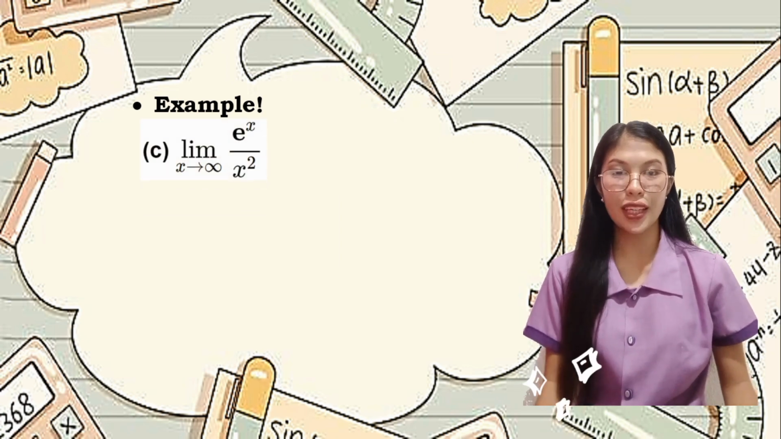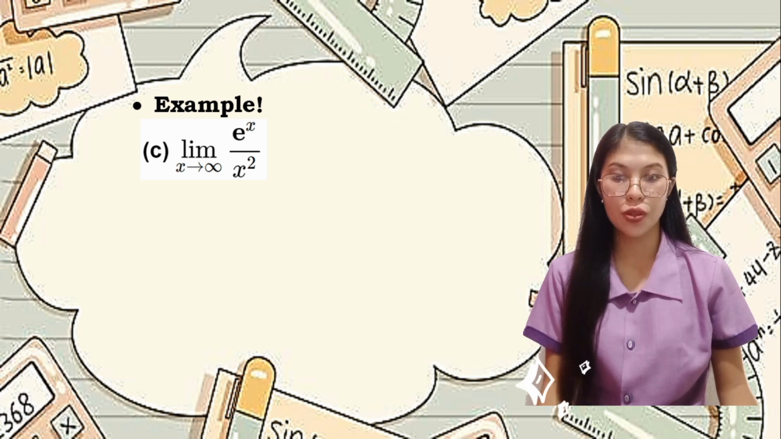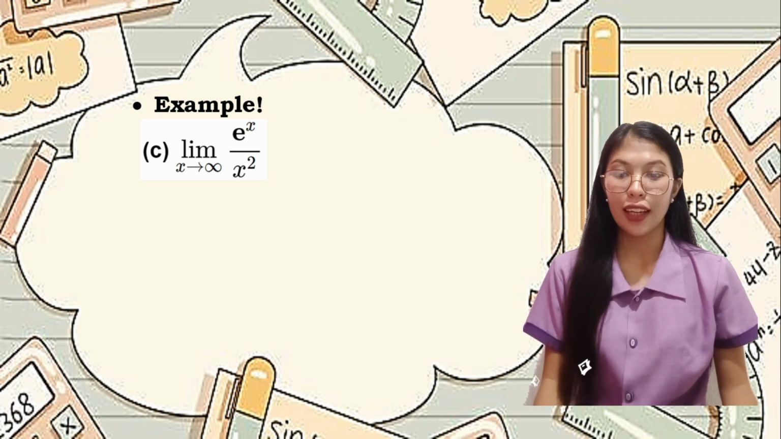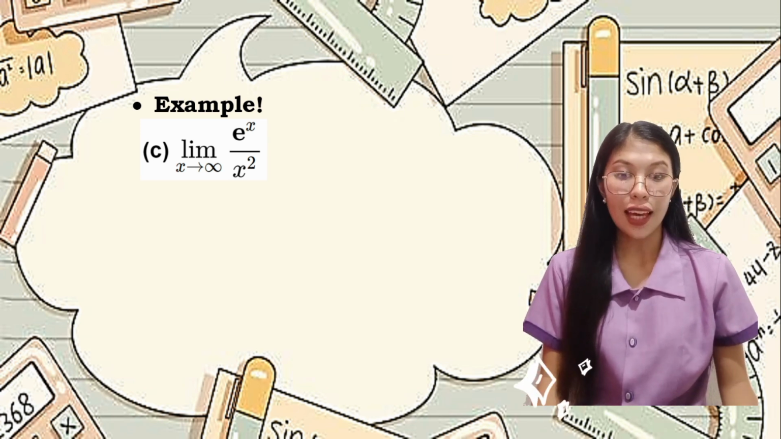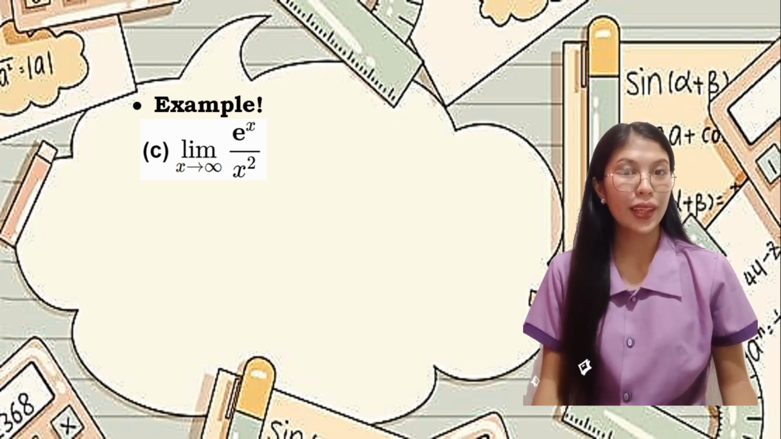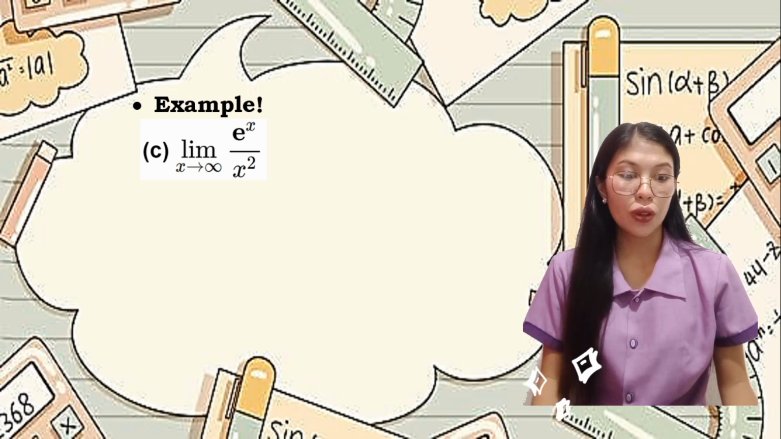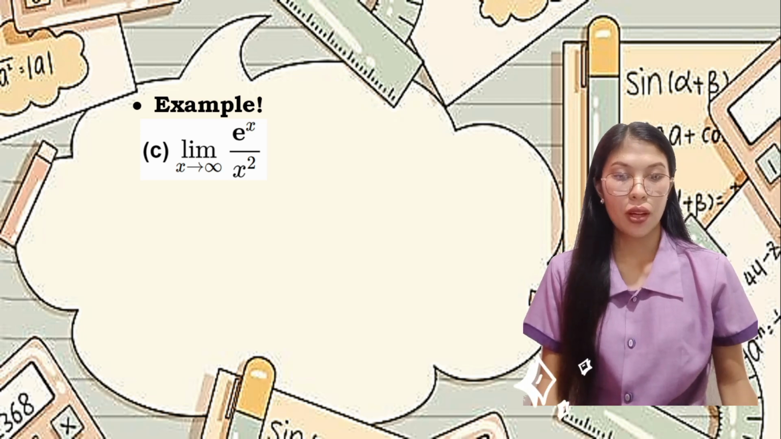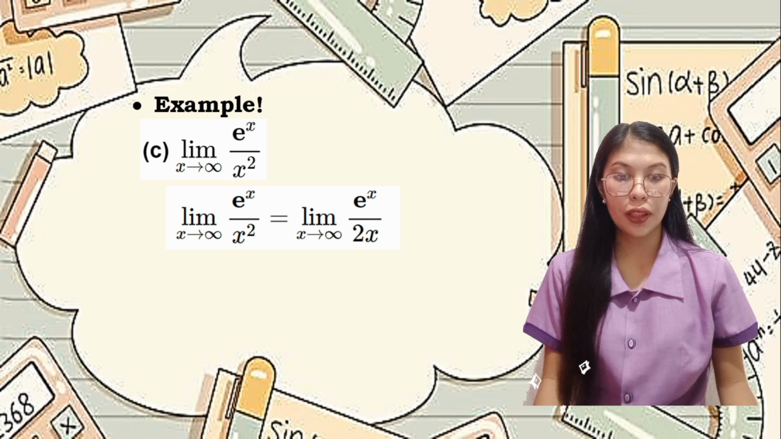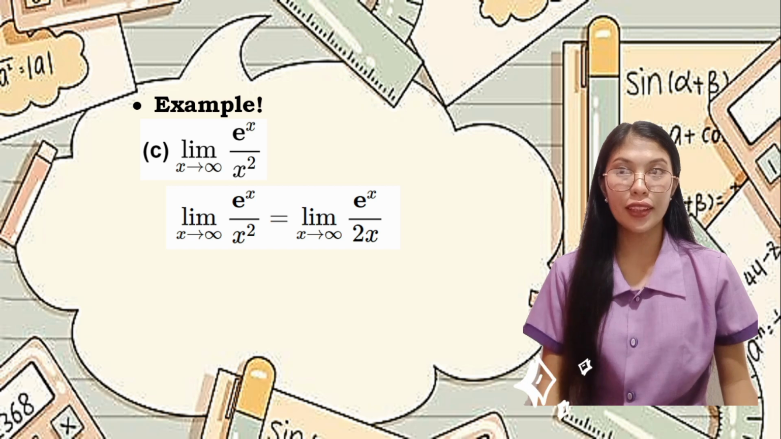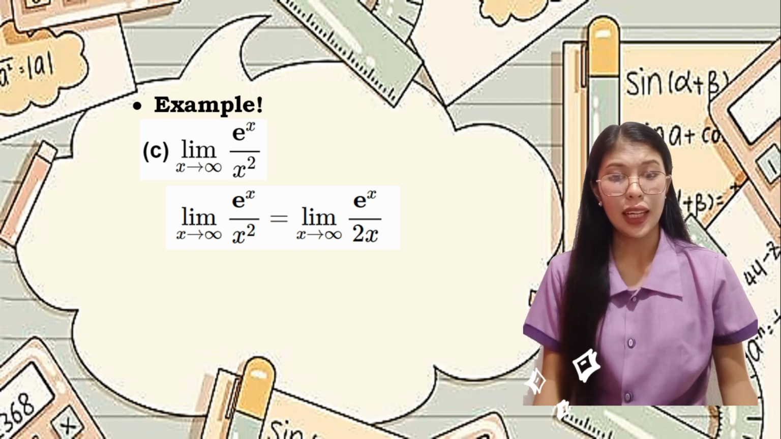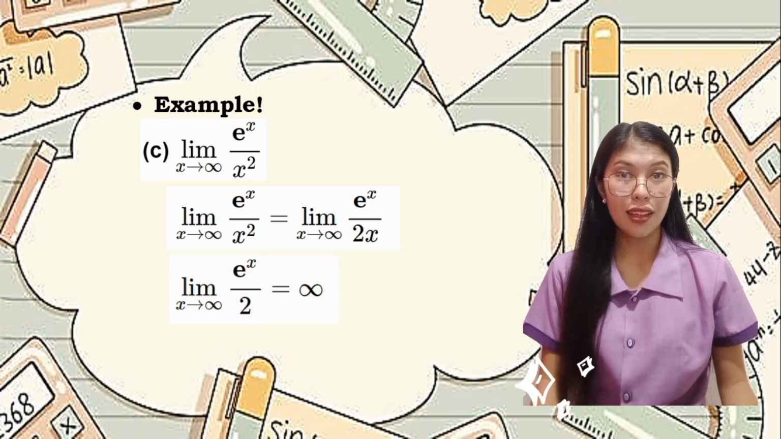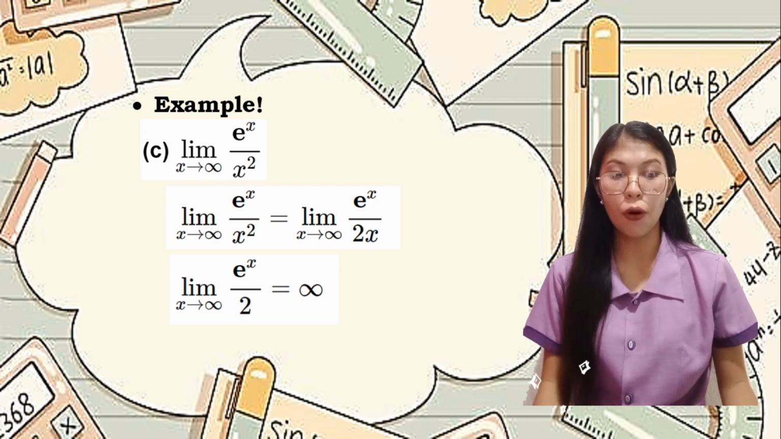We have the limit of e to the power of x all over x squared as x approaches infinity. So this was the other limit that we started off looking at, and we know that it's the indeterminate form infinity over infinity. So let's apply L'Hopital's rule. So we have here our limit e to the power of x all over 2x. So we differentiated our numerator and our denominator. Now we have a small problem. This new limit is also an infinity over infinity indeterminate form.